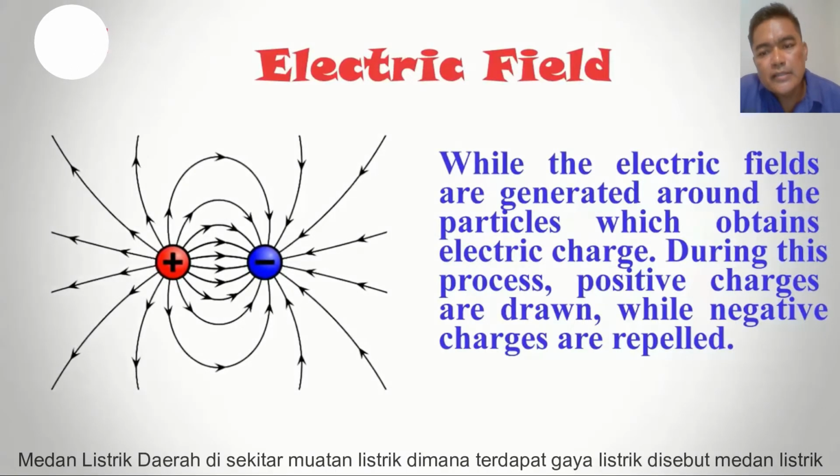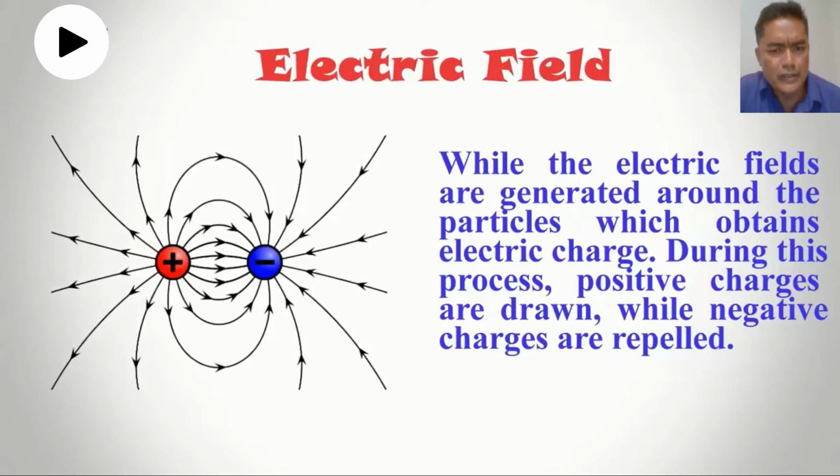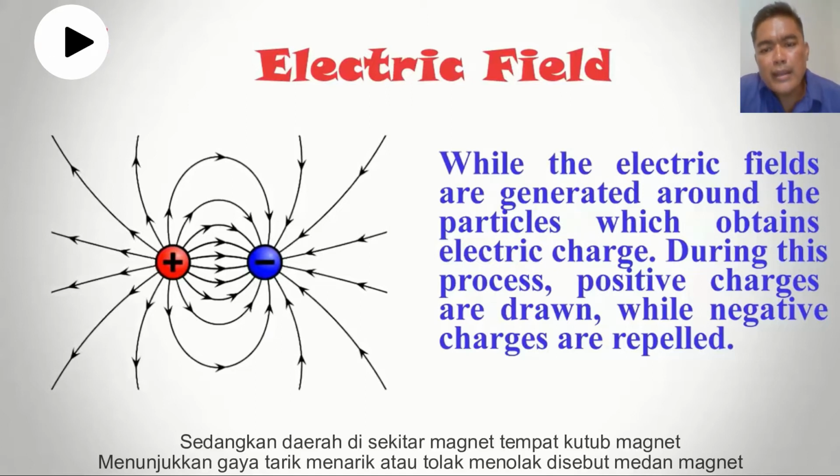The electrical field is the region around the electrical charge where the electrical force exists, and we call that the electrical field. So it's two different things, but it has the same principles. Whereas the area around the magnet, where the pole of the magnet exhibits a force of attraction or repulsion, is called the magnetic field.